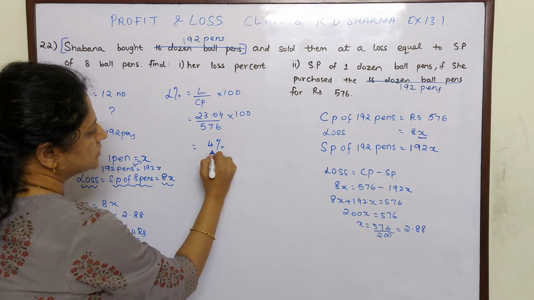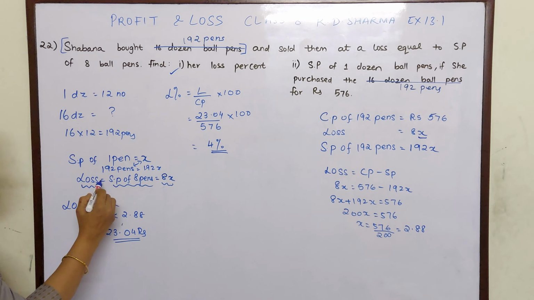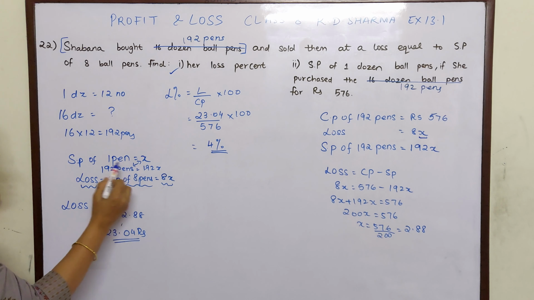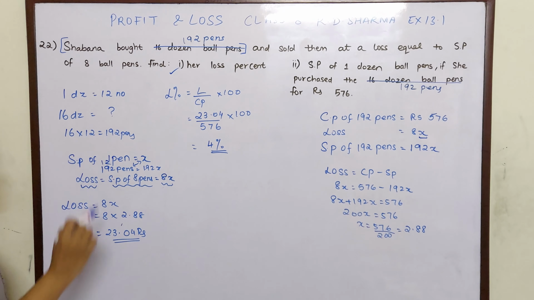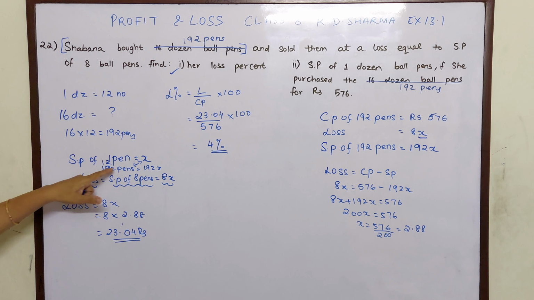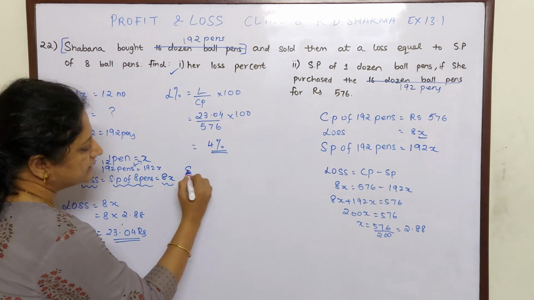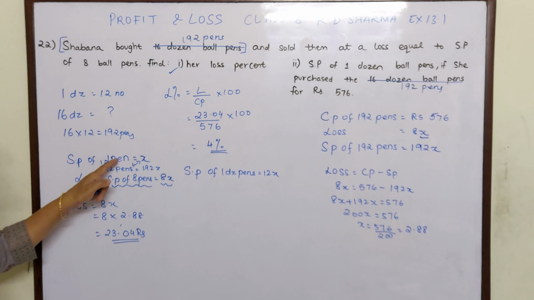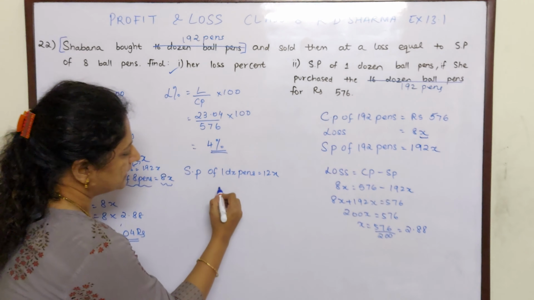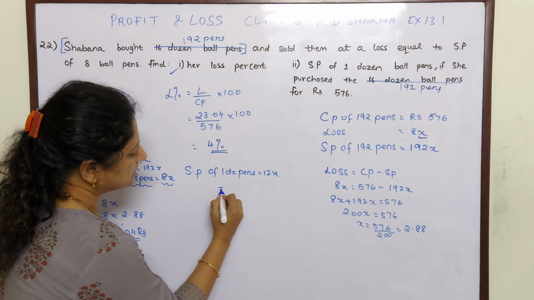Now find the selling price of 1 dozen ball pens. So if the selling price of 1 pen is X, what will be the selling price of 1 dozen? 1 dozen means 12 children. So 1 pen is X. So selling price of dozen is 12X. So selling price of 1 dozen pens is equal to 12X. Because 1 pen is X, so 12 pens is 12X. That is 12 into 2.88. Because that is what is X.